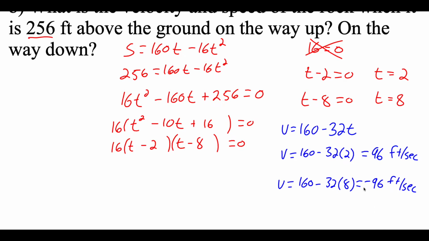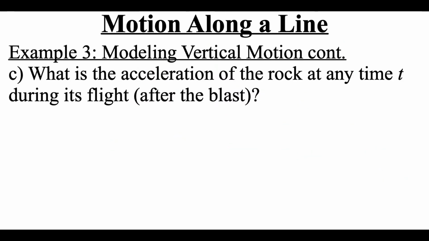But now we also asked about the speed. And what we have to remember is that speed is the absolute value of velocity. So at both of these times, at 2 seconds and at 8 seconds, the speed would be 96 feet per second.